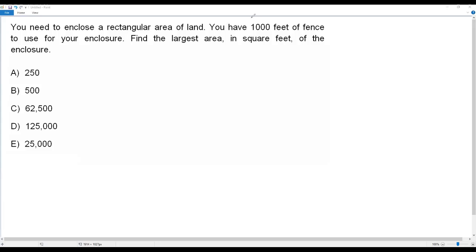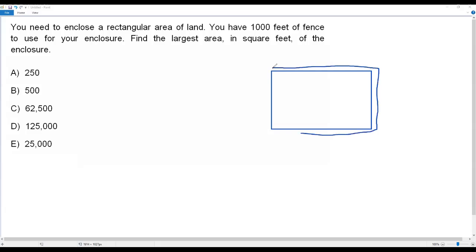Okay, so our area is in the shape of a rectangle. So let me draw a rectangle over here. Also, we have 1000 feet of fencing. Fencing means we'll cover all four sides of the rectangular area. So that represents a perimeter.